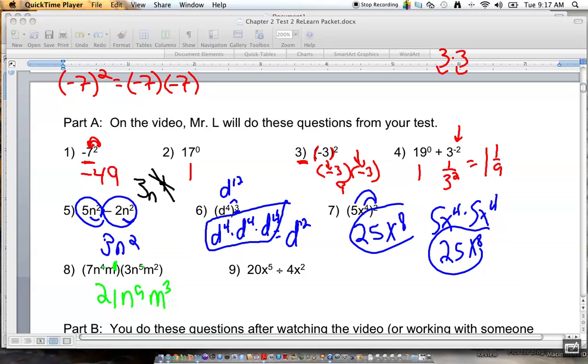And last but not least, I'm dividing. So now I divide coefficients. 20 divided by 4 is 5. And subtract exponents, n to the third. Divide coefficients. Coefficients are the number in front. Subtract exponents. 5 minus 2 is 3. Okay, so there's the part 1 answers.